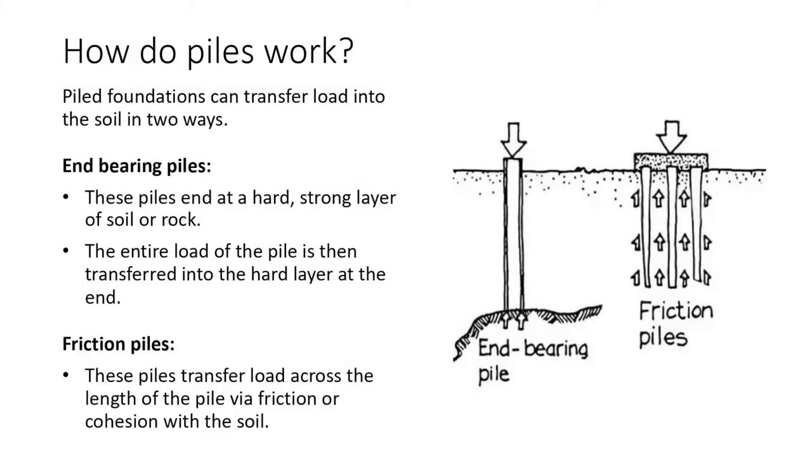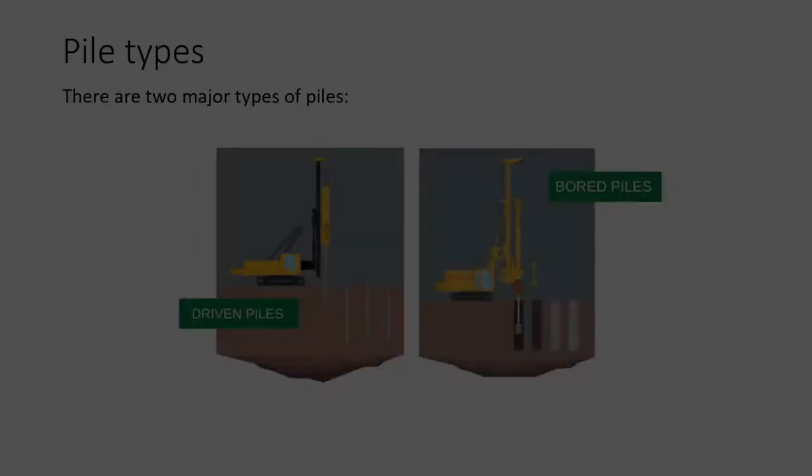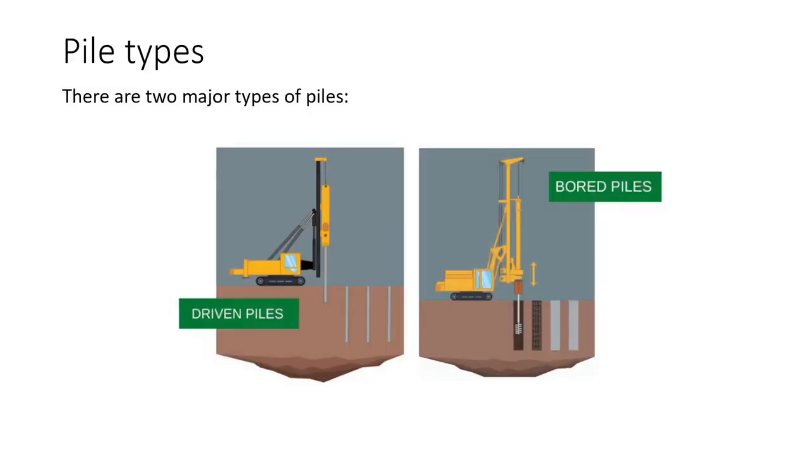Pile foundations transfer load in two ways. End-bearing piles terminate in a hard, strong layer of soil. The pile cannot settle to activate any friction with the surrounding soil, and therefore the entire load is transferred into the base. Skin friction piles allow the pile to settle, meaning that load is transferred via friction into the surrounding soil. There are two major types of piled foundations, driven piles and bored piles.